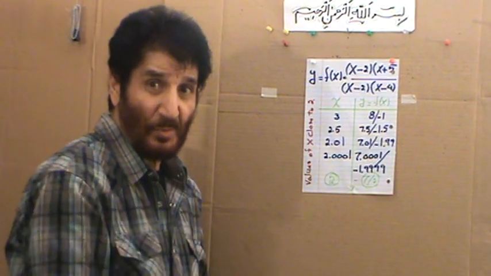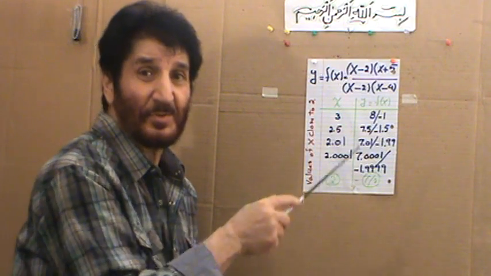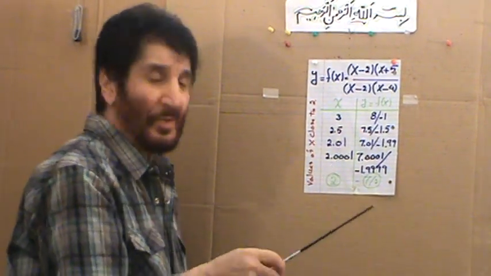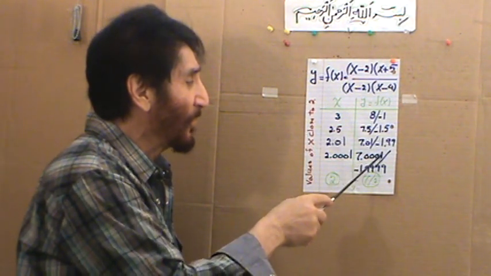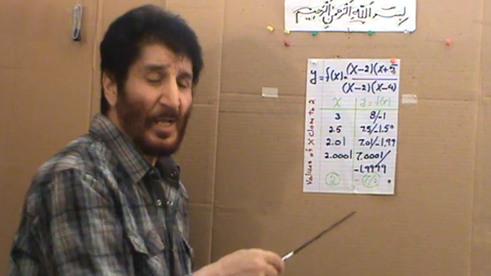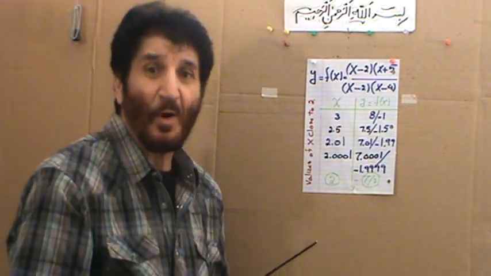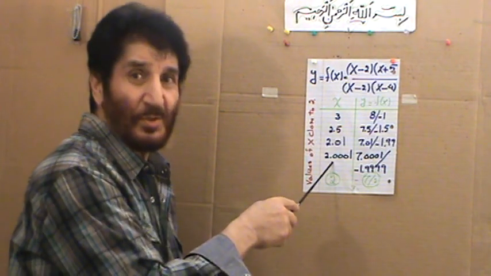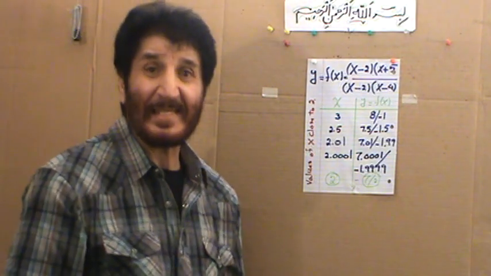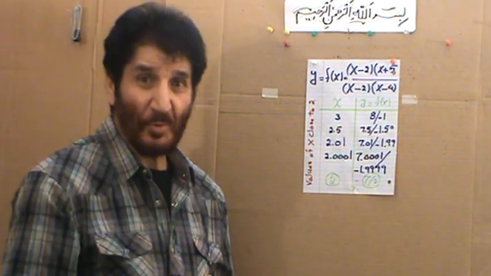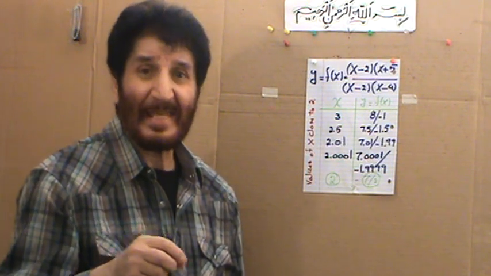Again, I'm approaching from the right. So when I give 2.00001, and you can use a calculator of course for this, I end up with this value, 7 divided by this. So I get a very, very good feeling that I'm approaching some kind of number. As I get closer and closer to 2, the value of the function approaches negative 7 over 2. That negative 7 over 2 is the limit. The limit, we call it.